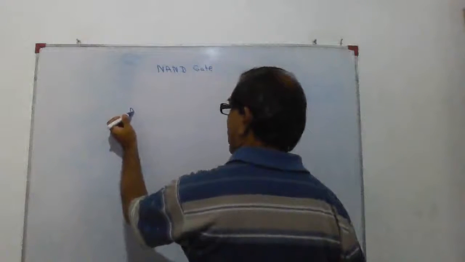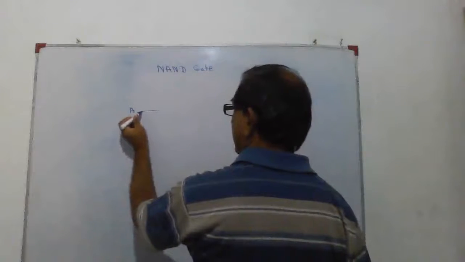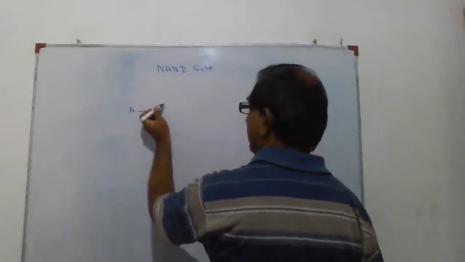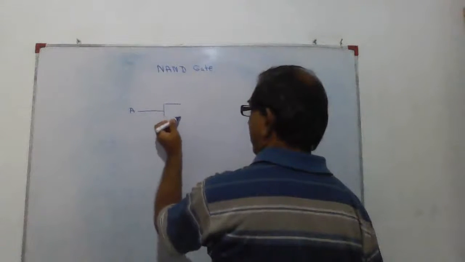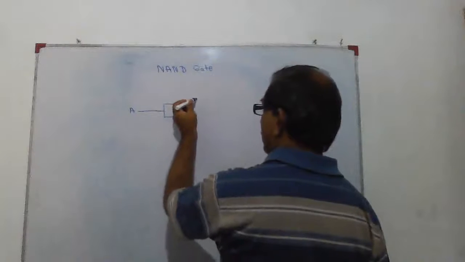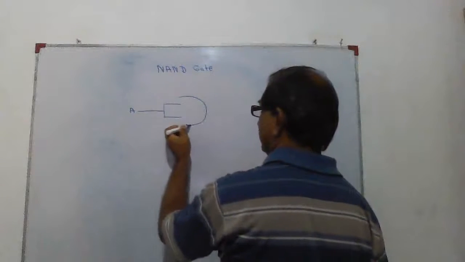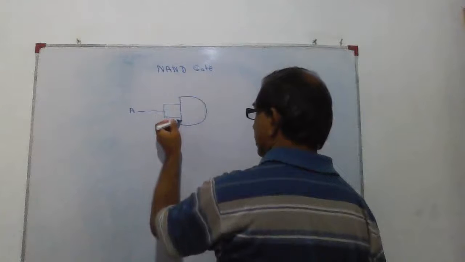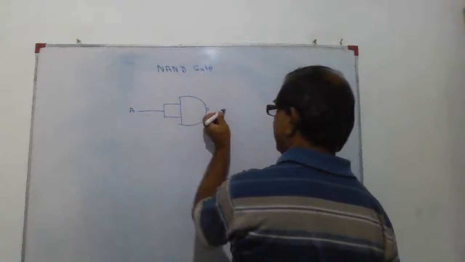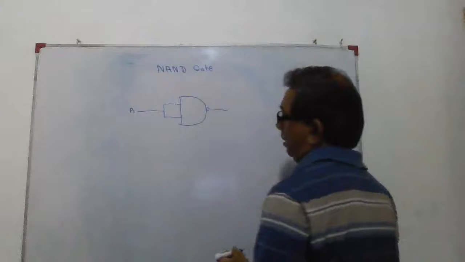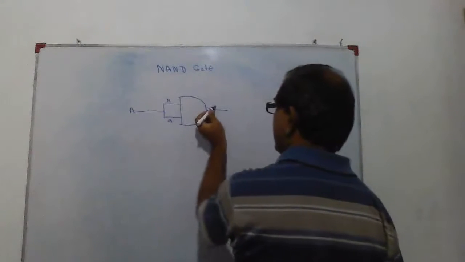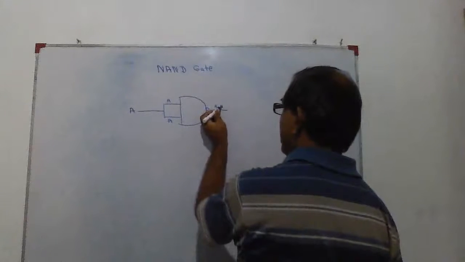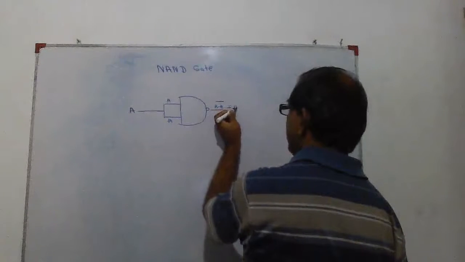I take one variable called A. Then A can be passed from both sides to a NAND gate. This is the first NAND gate. A is coming from both sides. It can be A and A bar. This is equal to A bar.